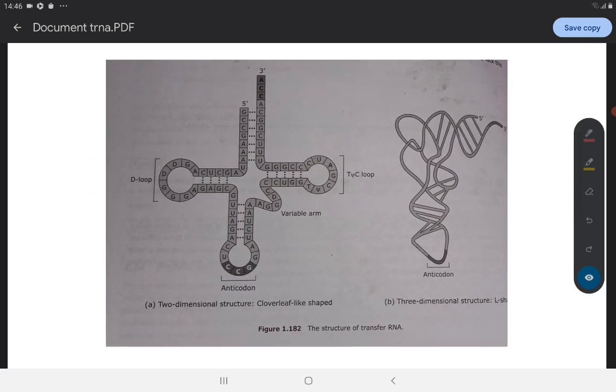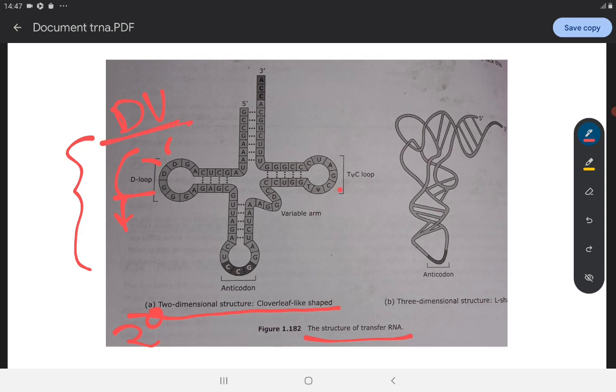Now here again, the structure of transfer RNA is shown. At first, this is a two-dimensional or secondary structure of clover leaf-like shape. This is what is called a clover leaf-like shape. This is clover leaf, right? So it has a D loop, which here you can see D. This D actually indicates dihydrouridine, which is an unusual nucleotide present in the D loop. So this is called D loop because it contains D or dihydrouridine.